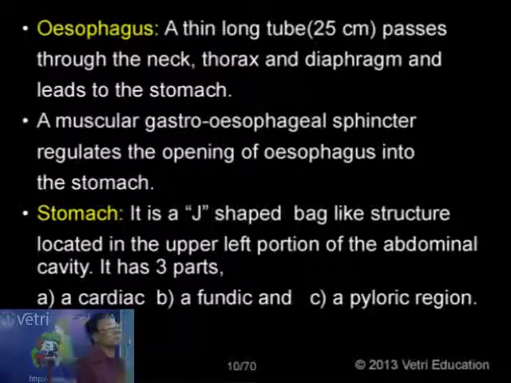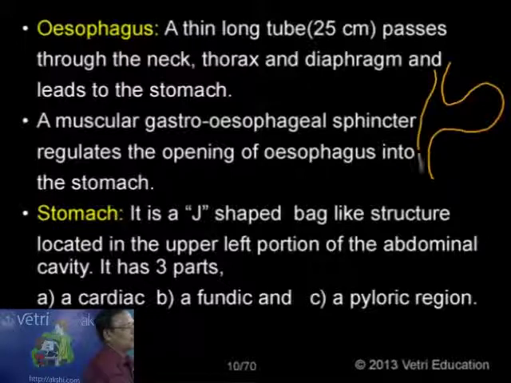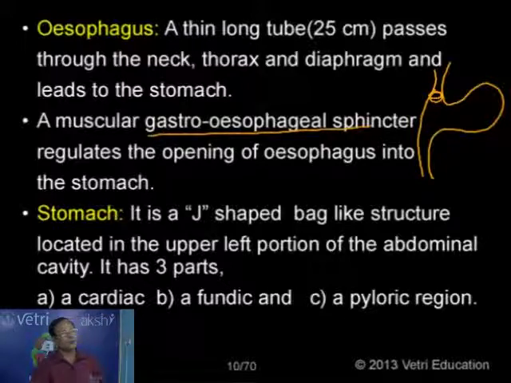Now, at the junction of the esophagus and the stomach, this is the area of the gastroesophageal sphincter, a type of smooth muscle which normally regulates the passage of substances from one organ to another or from the body to the outside, and that is called a sphincter muscle. It is a ring of muscle formed at the junction of the esophagus and the stomach to regulate the passage of food, called the gastroesophageal sphincter. And that one regulates the opening of the esophagus into the stomach by regulating the passage of food substances.